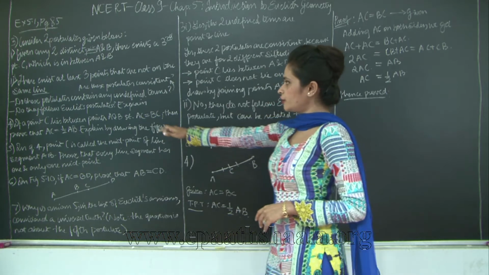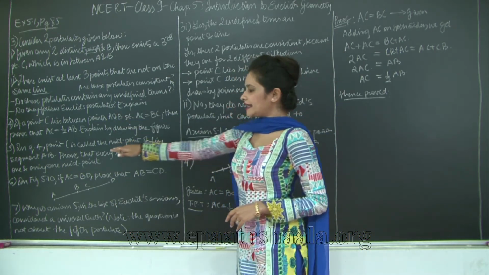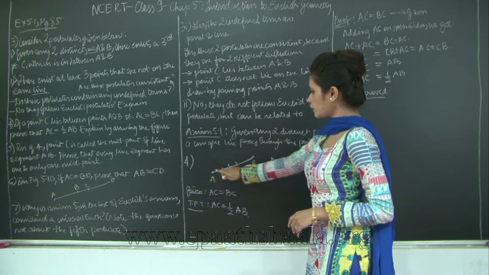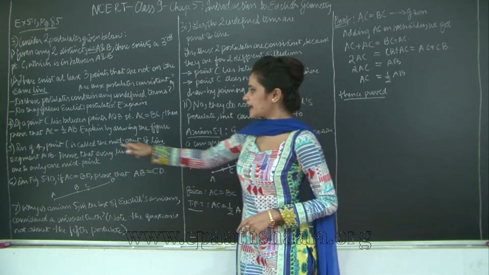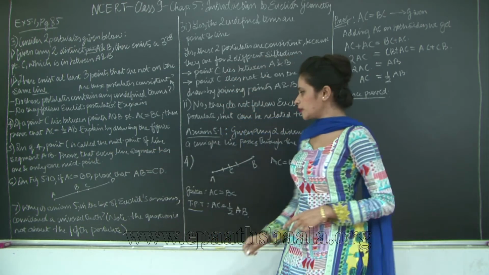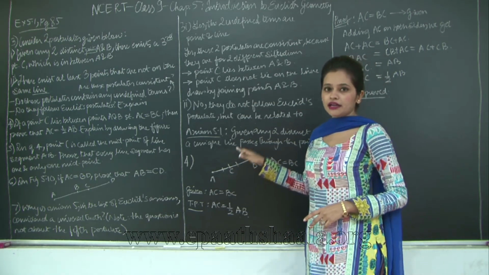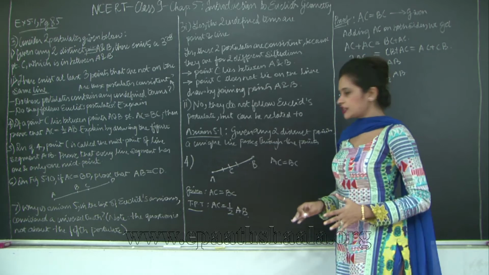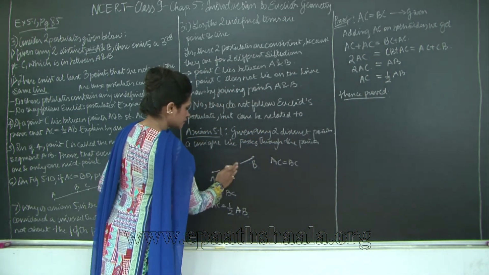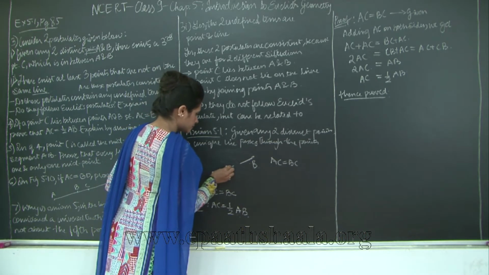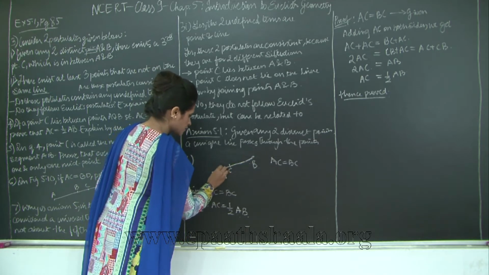Referring to question 4, C is called the midpoint of the line segment AB. So C is the midpoint of this line segment AB. Prove that every line segment has one and only one midpoint. So we need to prove that for any line segment AB, there exists a unique midpoint. So what we'll do is, initially we will assume that there is no single midpoint.